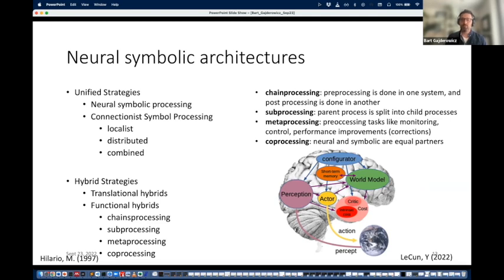So for example, you have your perception to sort of identify what the world looks like and actually build a model of the world. You have this notion of self, or the actor. So an understanding of what role the agent plays in that world. And there's this notion of a configurator. And this is sort of the controlling mechanism to decide which of these components should be triggered and when.